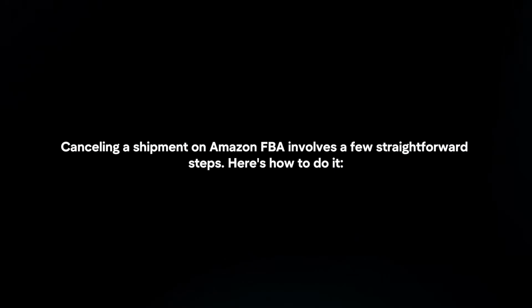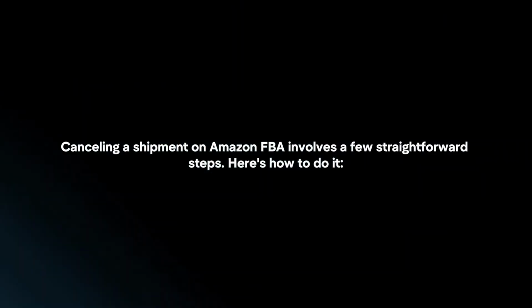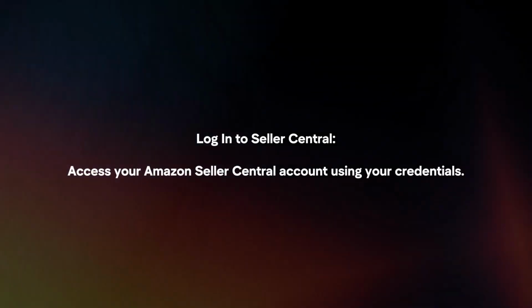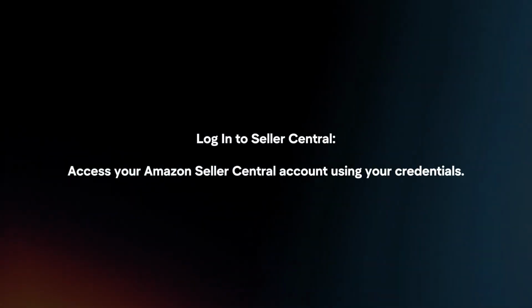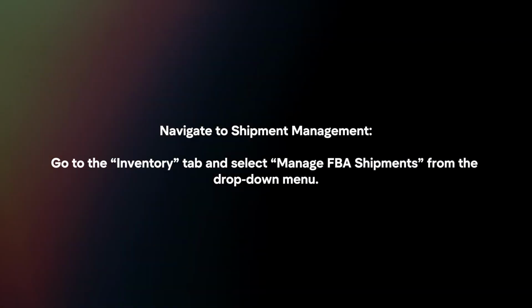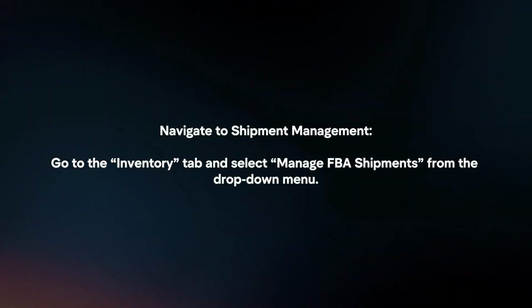Canceling a shipment on Amazon FBA involves a few straightforward steps. Here's how to do it. Log into Seller Central. Access your Amazon Seller Central account using your credentials. Navigate to Shipment Management. Go to the Inventory tab and select Manage FBA Shipments from the drop-down menu.